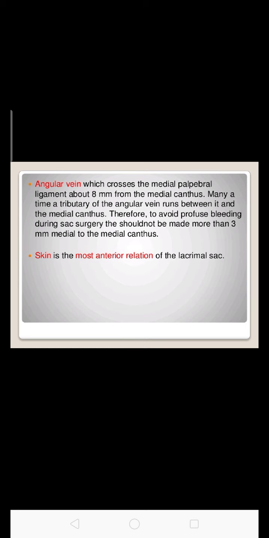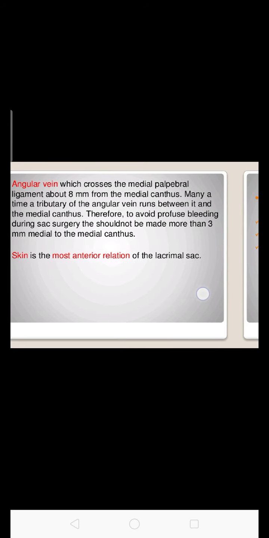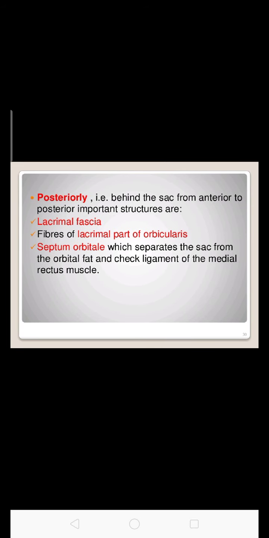Skin is the most anterior relation of the lacrimal sac. Posteriorly, the sac behind, from anterior to posterior, these structures are lacrimal fascia, fibers of lacrimal part of orbicularis, septum orbitale, which separates the sac from the orbital fat, and check ligament of the medial rectus muscle.